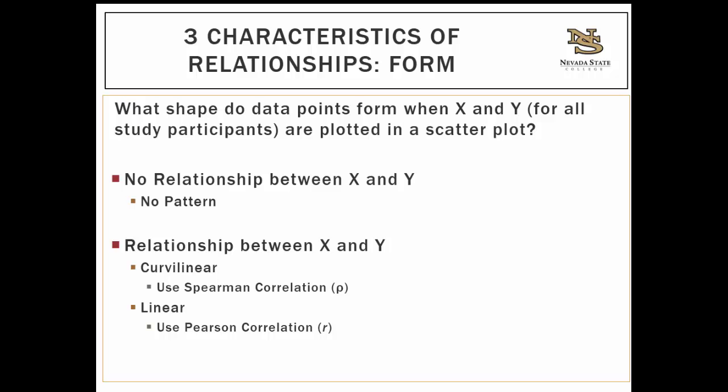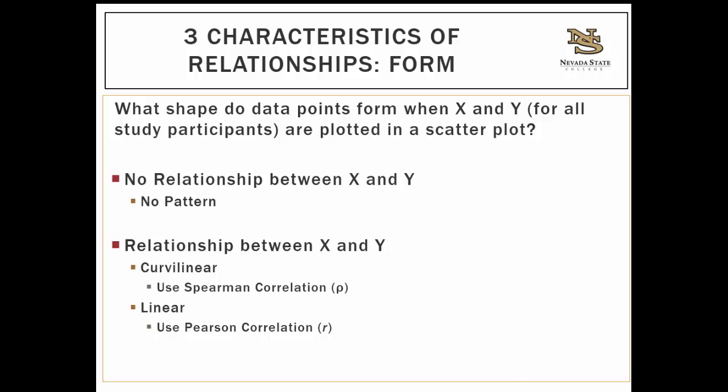So the first characteristic of relationship is form. So what shape do data points form for all study participants when you plot x and y into a scatter plot? A scatter plot is different than the types of graphs we've seen in the past. Before, we were plotting the values along the x-axis, be they sample means or scores, and then the frequency of those values along the y-axis, or the vertical axis. That's no longer the case for correlation.